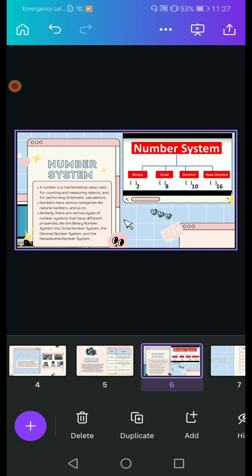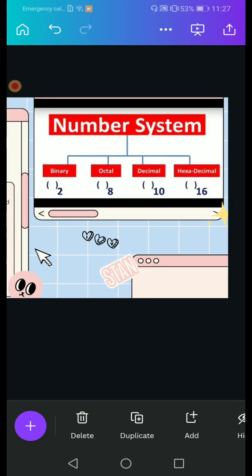Number system. A number system is a mathematical value used for counting and measuring objects and for performing arithmetic calculations. Numbers have various categories like natural numbers and so on. Similarly, there are various types of number systems that have different properties, like the binary number system, the octal number system, the decimal number system, and the hexadecimal number system.